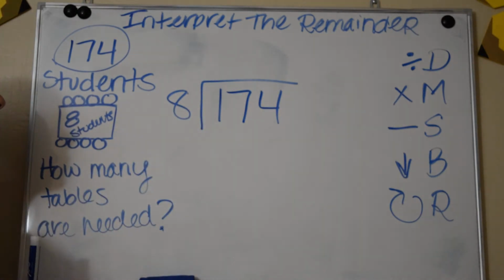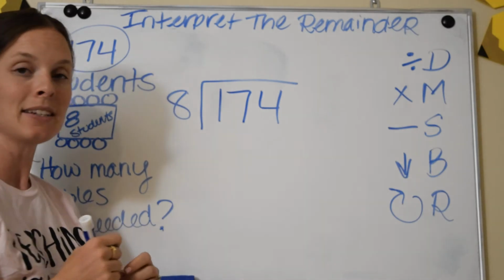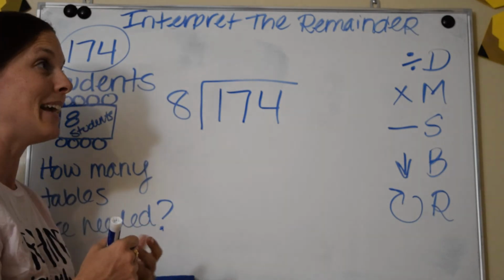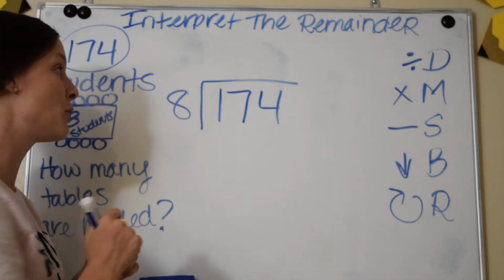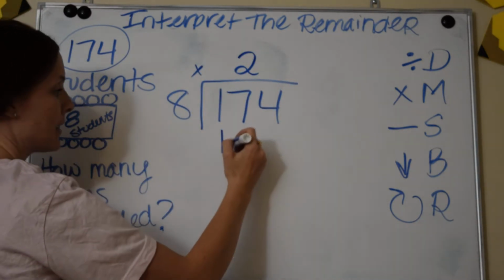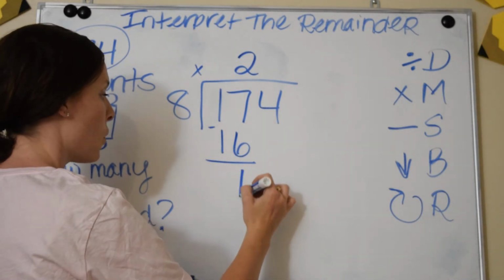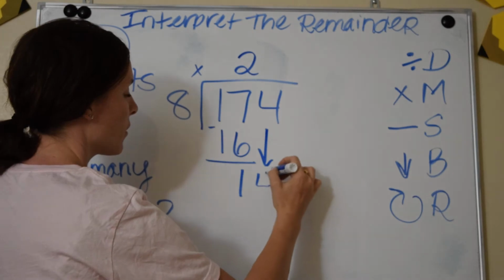8 cannot go into 1, so I need to see how many times 8 can go into 17. Well, 8 times 2 is 16, and 8 times 3 is 24, which is way too high. So the most it can go in is twice. And 2 times 8 is 16. Then I subtract. 17 minus 16 is 1, and then I bring down the 4.